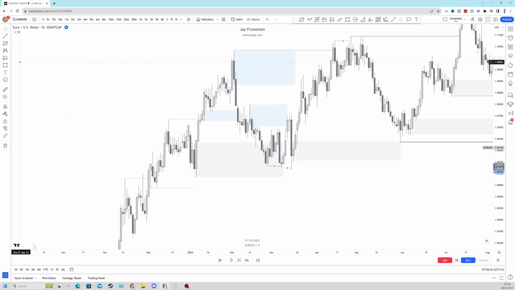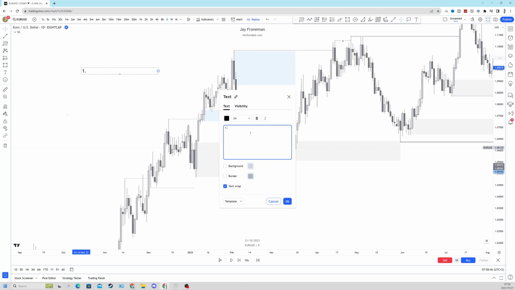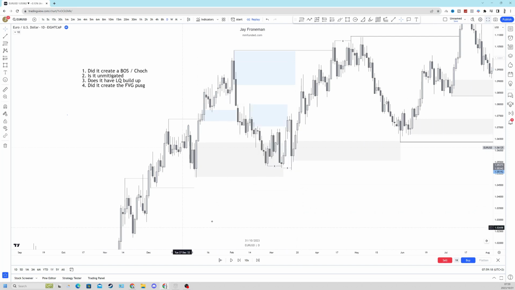The easiest way to identify that is to bring back your rules. So number one, did it create a BOS or change of character? Number two, is it unmitigated? Number three, does it have an LQ buildup? Number four, did it create the fair value gap or inefficient push? And all you do is you run through each and every supply and demand zone through your checklist. So let's go through the first one, this demand zone over here.